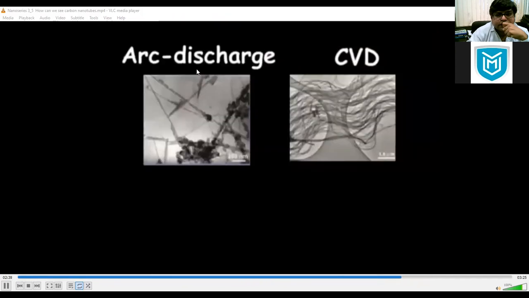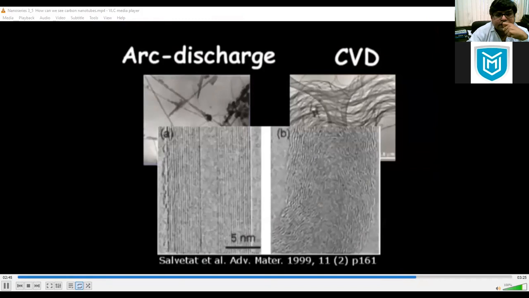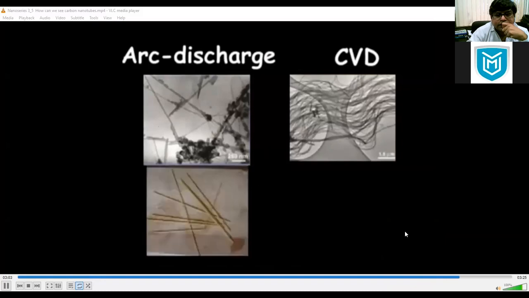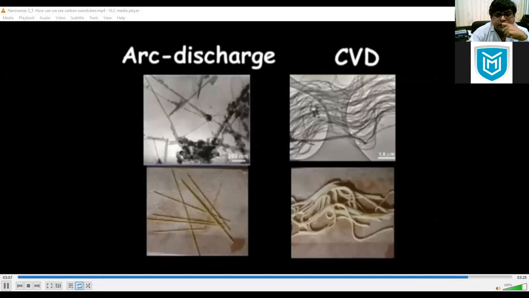These two images are an example from each sample. There you see how the arc discharge tubes are much more straight, more perfect, while the CVD tubes are more wavy because they have many more defects in their walls. I hope it's clear to see that the different production techniques produce samples of very different qualities with different structured nanotubes. Nicole gave me a great example. Nanotubes look like spaghetti. When they are produced by arc discharge, they look uncooked. When they are produced by CVD, they look cooked.